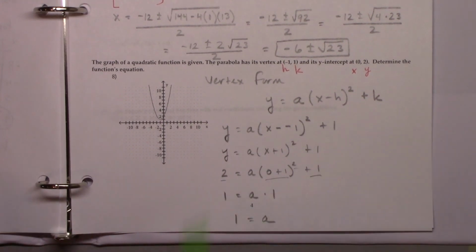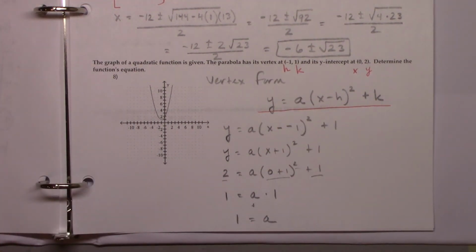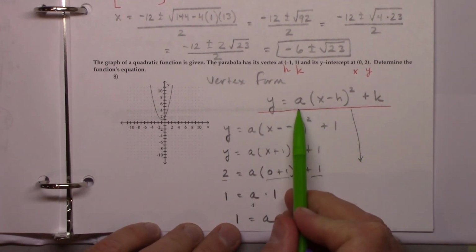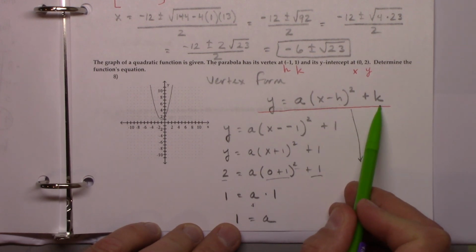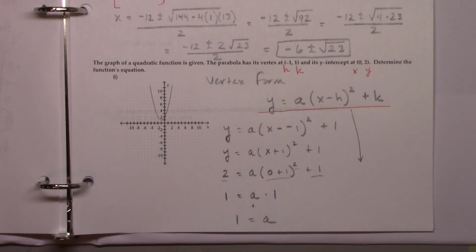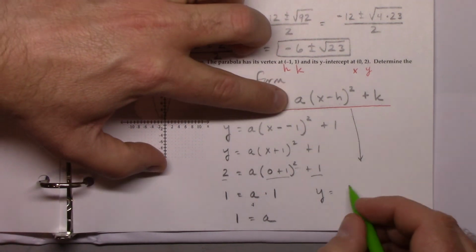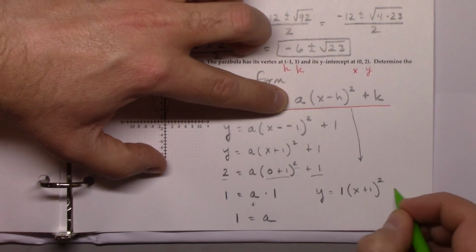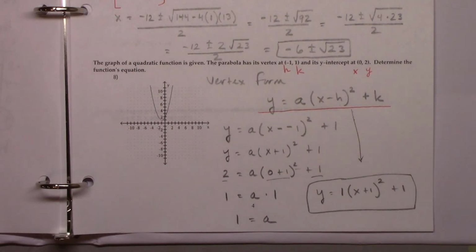Remember, everything comes from the vertex form of the quadratic equation. So I'm just going to use that vertex form. We now know that a is 1, h is negative 1, and k is 1. So we're able to put all of those constants exactly where they need to be for our final answer. I'll write the final answer as y equals 1, parentheses x plus 1 squared, and then plus 1 out back. And that whole thing makes up our final answer.